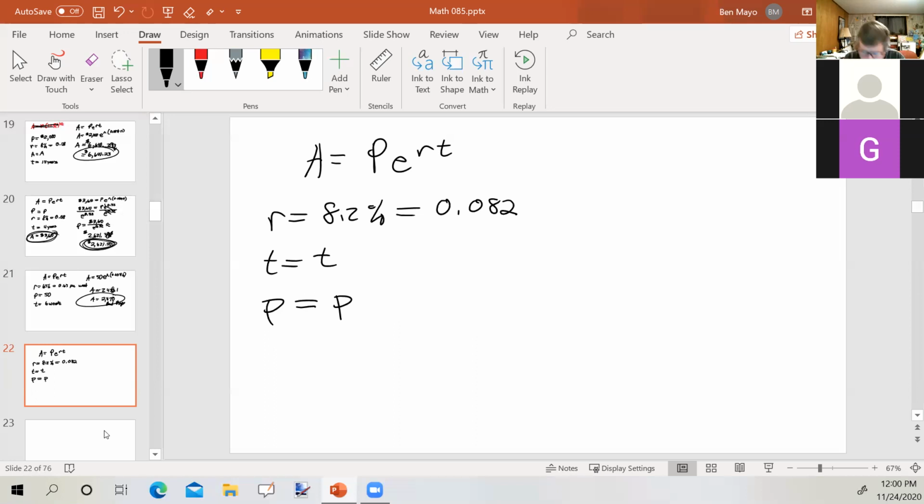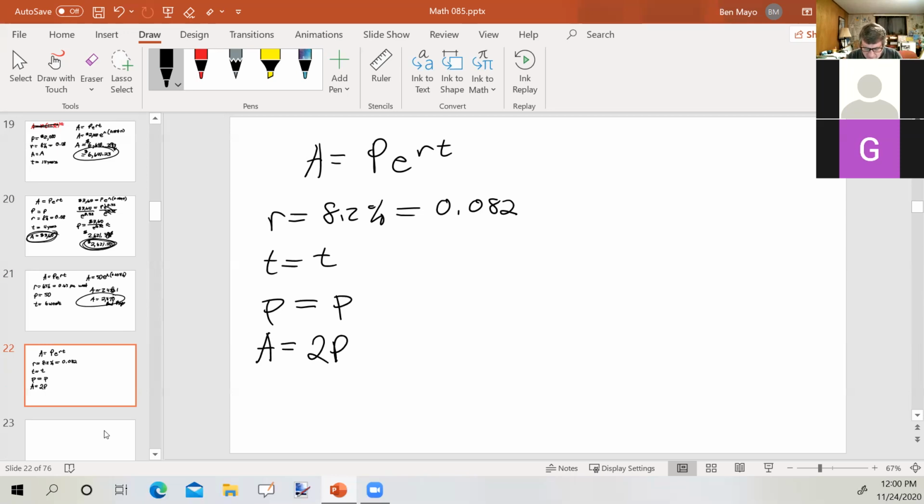But we do know this. The ending amount is going to be twice as much as the starting amount. So A would equal what in terms of P? I want to say 2P. Well, then do, because it's correct. So there you go. Okay.